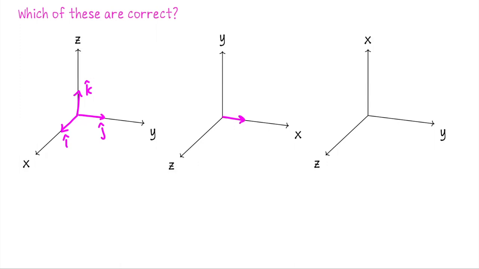For the picture in the middle, we have I here, J here, and K here. So this is not standard. But if you check all of the cross products, so I cross J gives you K, J cross K gives you I, K cross I gives you J, this is also a valid way to label the X, Y, and Z axes. It's not standard, but it makes sense.